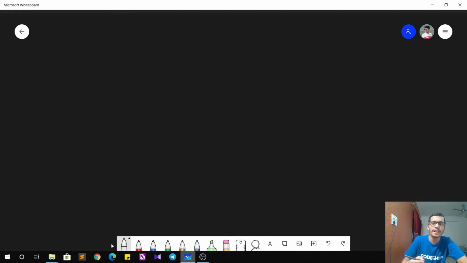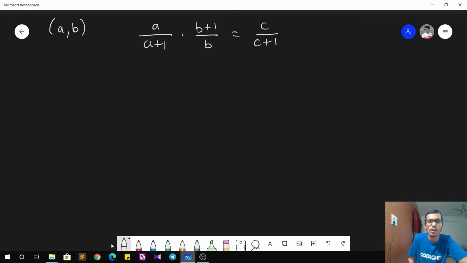Now we are only interested in finding the pairs a comma b such that the equation a upon a plus 1 into b plus 1 upon b is equal to c upon c plus 1 for some c. Okay, so if this LHS evaluates to c upon c plus 1, it means that it is a good fraction, right? So this is what we are aiming for.